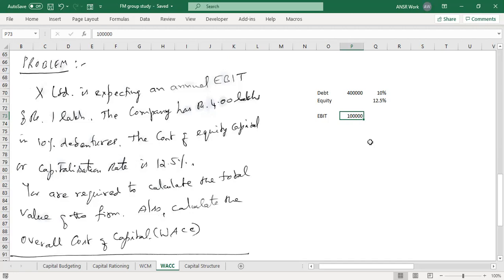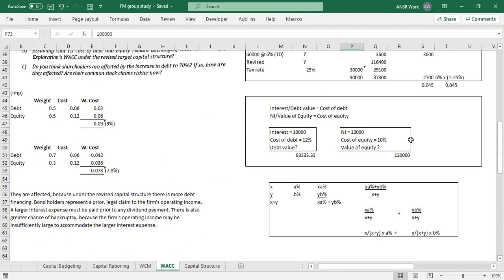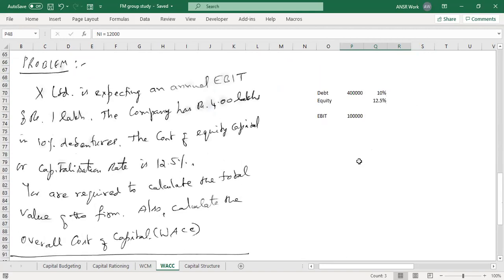We just did it now. Do you remember this example, where I said net income is 12,000, cost of equity is 10%, and the value of equity, how did we calculate it? We just divided it. Here they have given EBIT. Can you calculate net income? If we can, we already have the cost of equity, so we will be able to calculate the value of equity in that case.